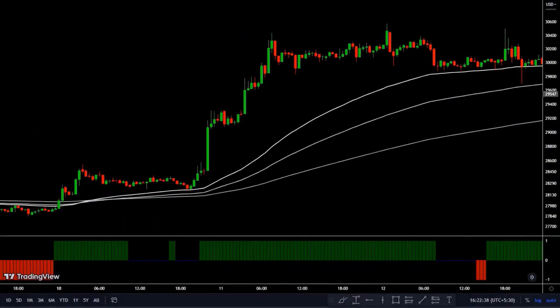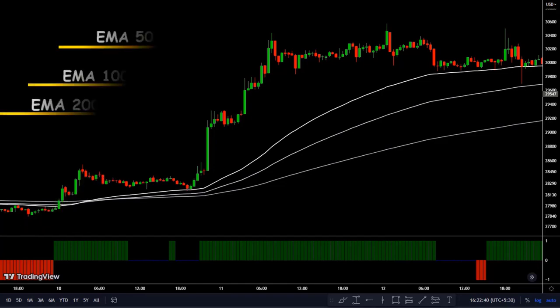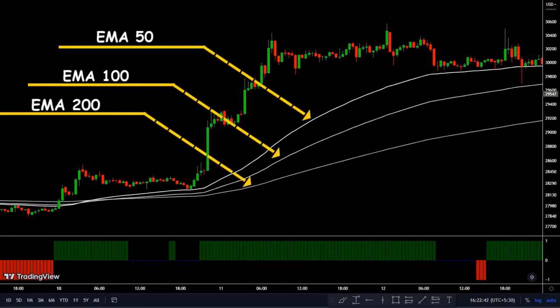So what are the entry rules for this trading strategy? Well, let me show you an example of a long trade. First, we wait until the price closes above the moving averages. The EMAs should then be positioned like this.